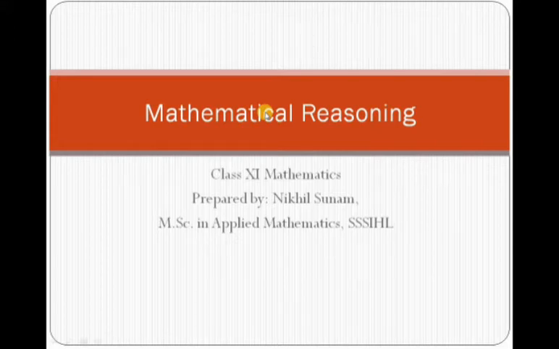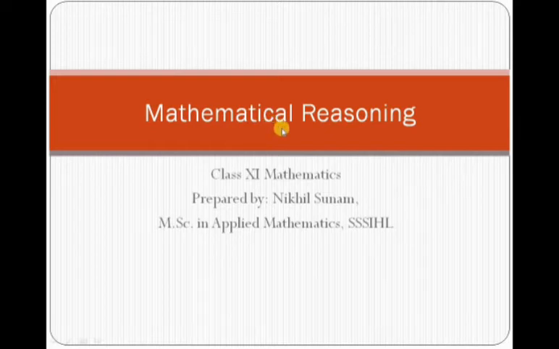Since it is a part of logic, and since we all know that mathematics is all about logic, this particular chapter is going to be the base for all the mathematics that you're going to do from now onwards. Before we go into the details, let us try to understand some very fundamental things that we need in mathematics.